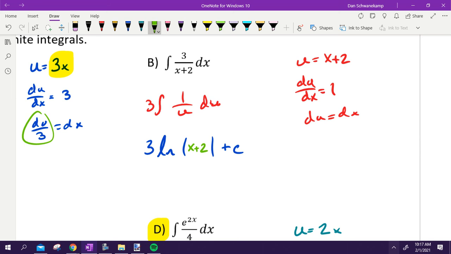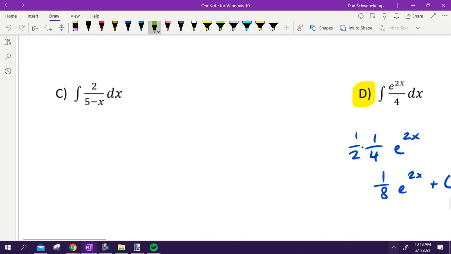This is just something you'll recognize. When you have x to the first power on bottom, recognize that, hey, that is a natural log problem. X to the first power. If it's more than just x to the first power, it's not natural log. Okay, with that same thing in mind, let's look at letter C. We got a constant, it's 2. What is the antiderivative of 1 over 5 minus x going to be? What do you think? Natural log, absolute value, 5 minus x plus c.